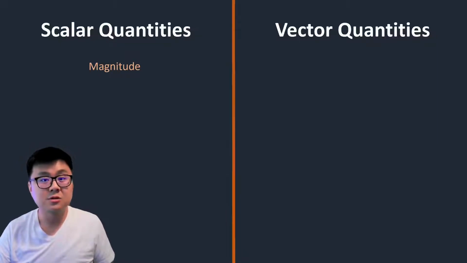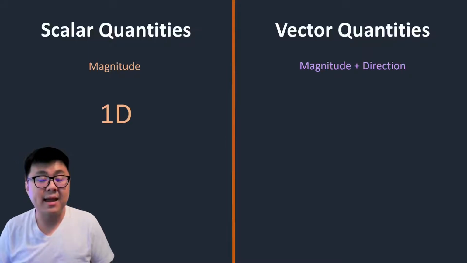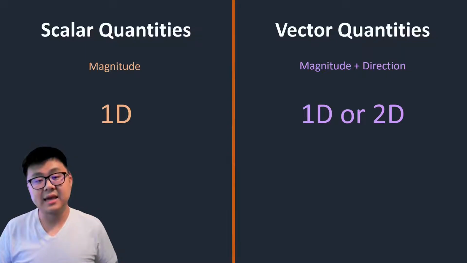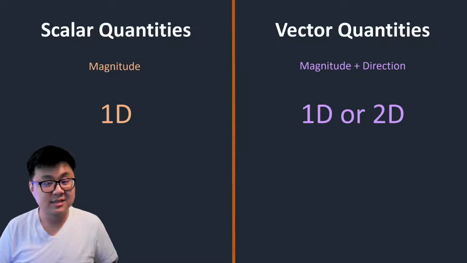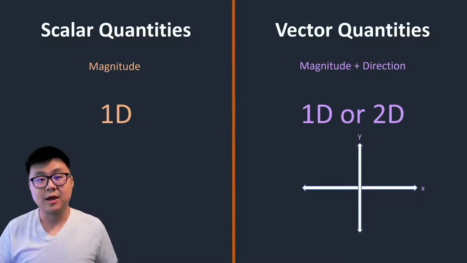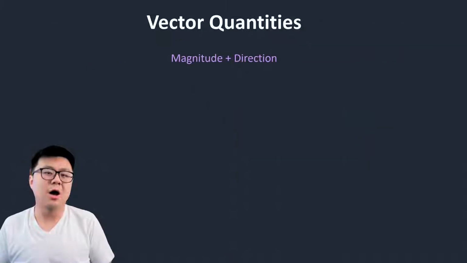Scalar quantities are also in 1 dimension, meaning that it doesn't have to worry about the different planes, whether it's vertical plane or horizontal plane. Everything is in 1 dimension when you're talking about scalar quantities. On the other hand, vector quantities consist of both magnitude and direction, so you have to take direction into account when you're doing vector questions. And vector quantities can also be represented in 1 dimension, just like scalars, but they can be represented in 2 dimensions as well, in which case we can look at this graph with the x and y axis to represent 2 dimensions.